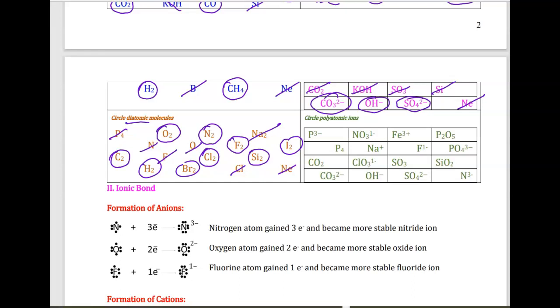Circle polyatomic ions: not monatomic ions, polyatomic ions. Some are not ions, with no charge, and some are polyatomic ions.